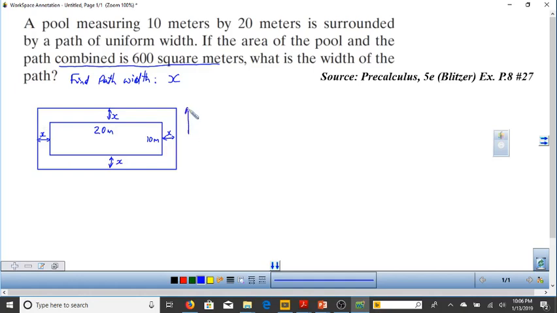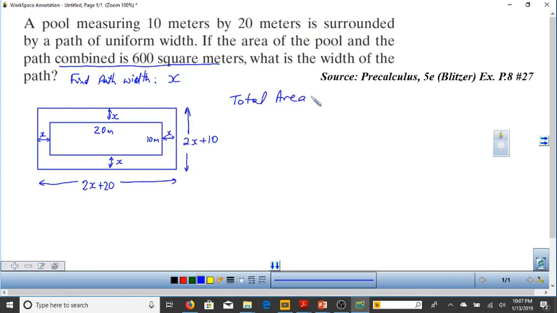So that means for this side here, the shorter side, this is 10 meters plus another x meters and another x meters there. So that's 10 meters plus 2x meters. That's your width. And then for the length of the pool, we're talking about 20 meters plus 1x on this side and 1x on that side. So it's 20 meters plus 2x meters. And the total area is equal to 600 square meters.